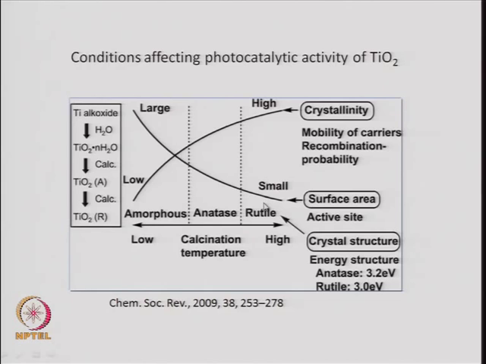So, what you want is a balance between crystallinity and surface area, and that you achieve in the middle, because if you have a very amorphous type of TiO2, which you get in the initial stages of the hydrate formation, then your active sites will be low, although you have a high surface area, because of poor crystallinity. So, it is good to work in this region where you have the anatase form of TiO2.